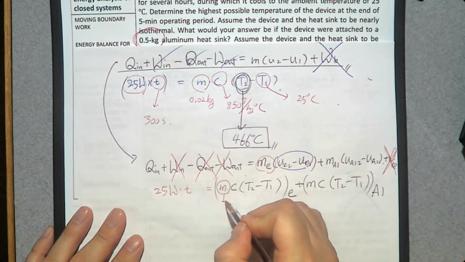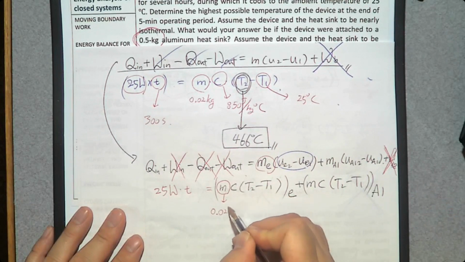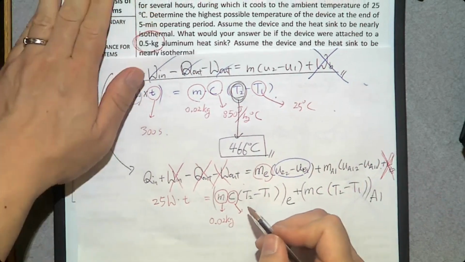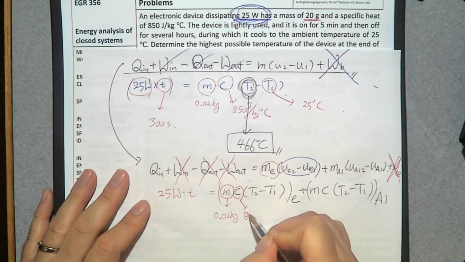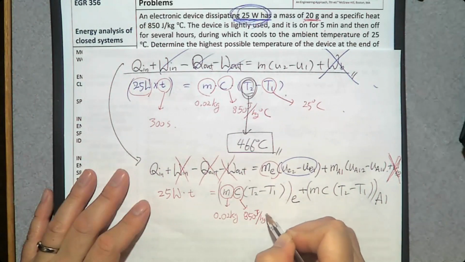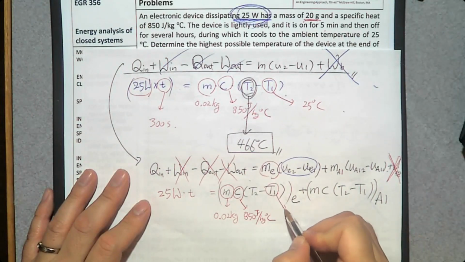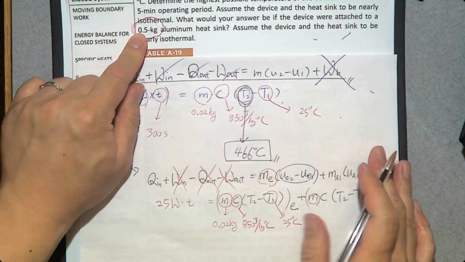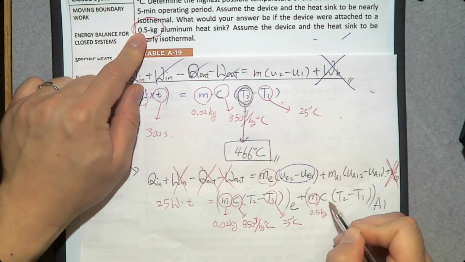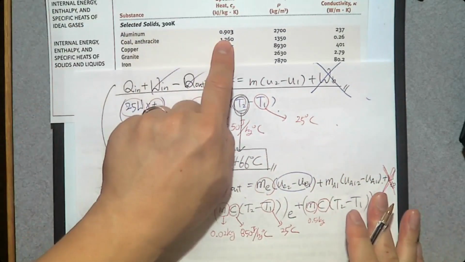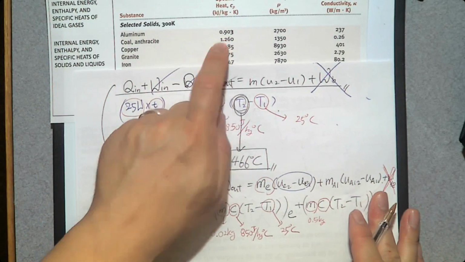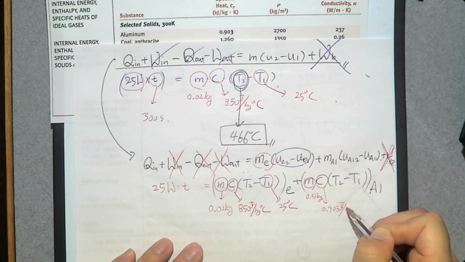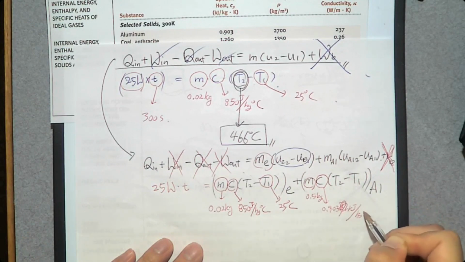And the mass of this electronic device is 0.02 kilograms. Specific heat is 850 joule per kilogram degree Celsius. T1 is 25 degrees Celsius. Mass of the aluminum block is 0.5 kilograms. Specific heat of the aluminum block is 0.903 kilojoule per kilogram degree Celsius.